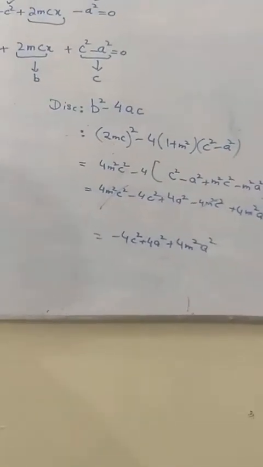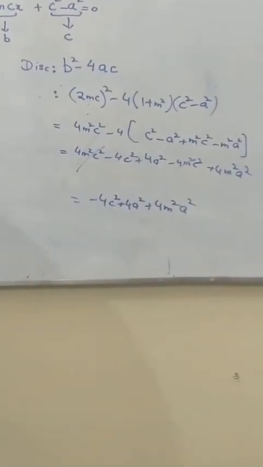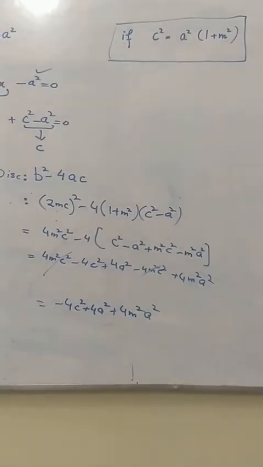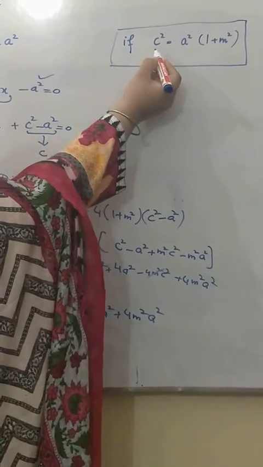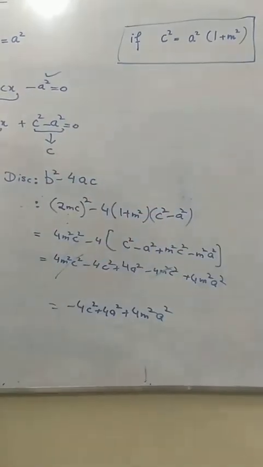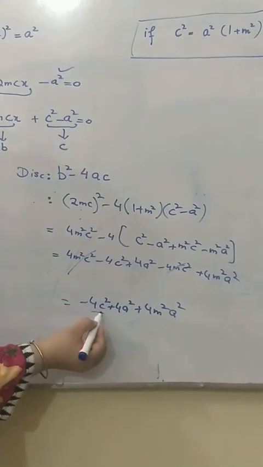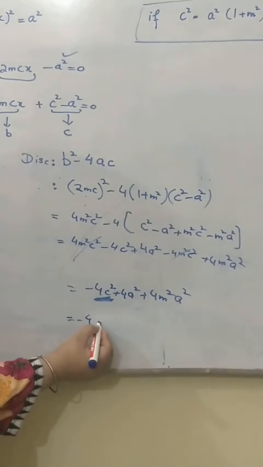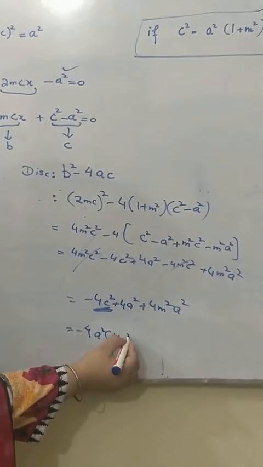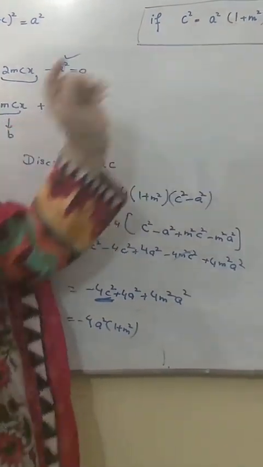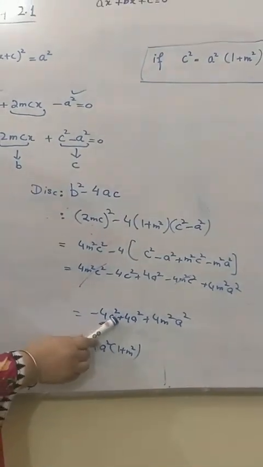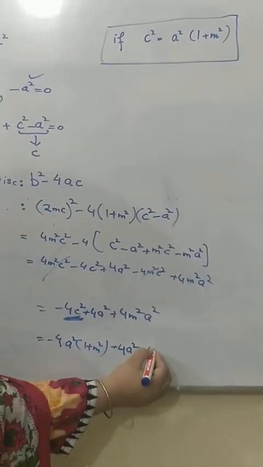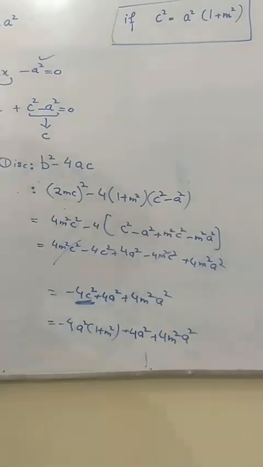Now we have to show that this discriminant is equal to 0 because we have to prove that this equation has equal roots. And the condition given is c square is equal to a square into 1 plus m square. So we will put this value instead of c square here, minus 4 a square into 1 plus m square. Here, instead of c square, I have written this value and the remaining will be written as it is, plus 4a square plus 4m square a square.